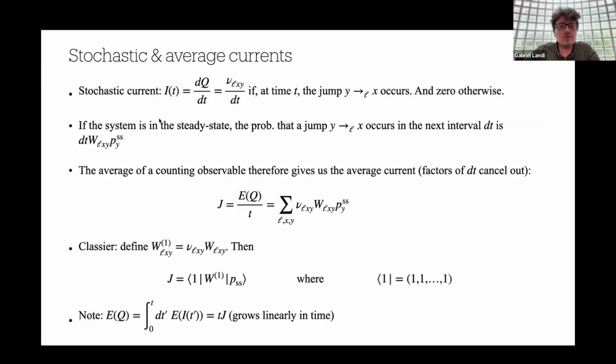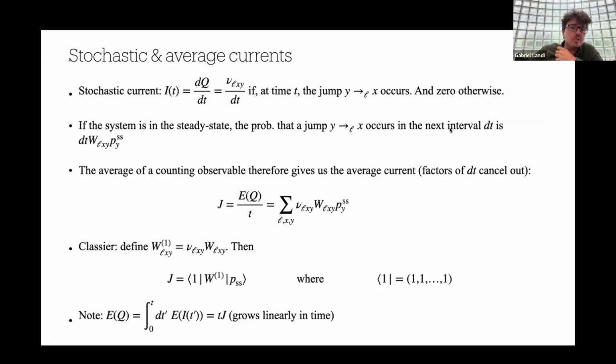Okay. So now what do we get from this? Well, we can first think about the stochastic current like we were thinking before. The stochastic current is the rate of change of the counting observable, right? So the counting observable is the stochastic charge and the current is the derivative of that. And so this will be your weight nu divided by dt if a jump occurred in that time t and 0 otherwise.